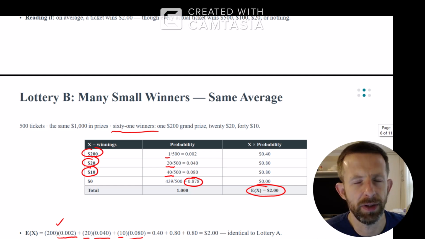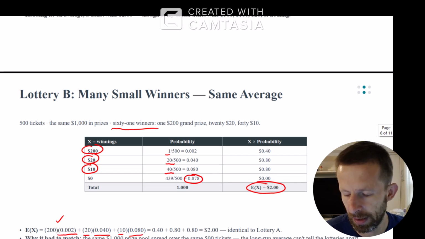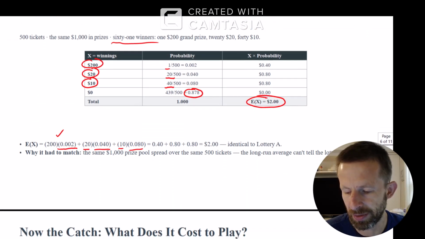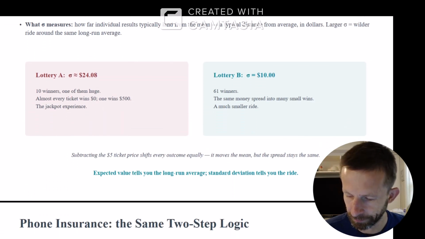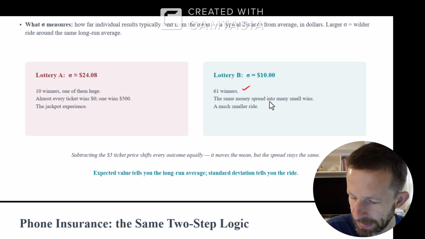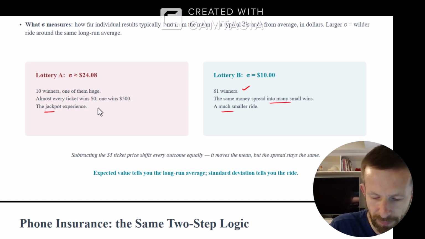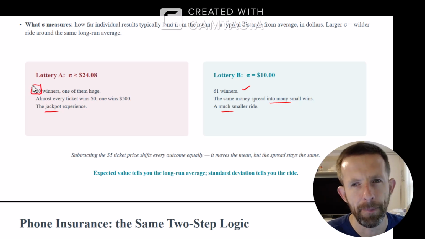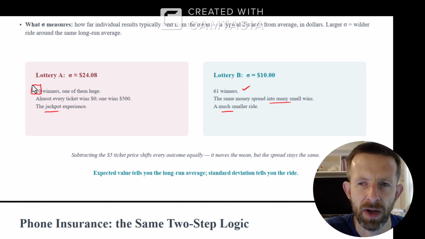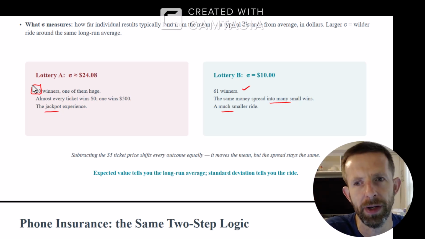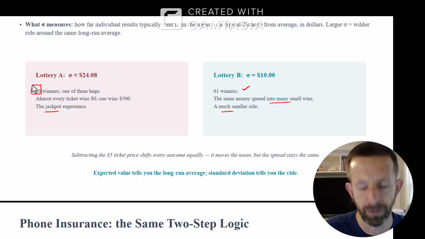everybody's still on average. Everybody who plays has an average chance of winning $2, but there's a lot more winners, so it's a smaller standard deviation. So 61 winners, the same amount of money spread out over many more wins, a much smaller ride. And then in the 10 winner situation, you've got the jackpot experience. A lot of poker tournaments and golf tournaments are super top heavy, so then they can talk about how much the winner won, and it's a big news event.